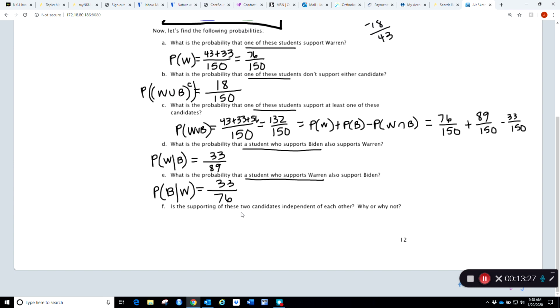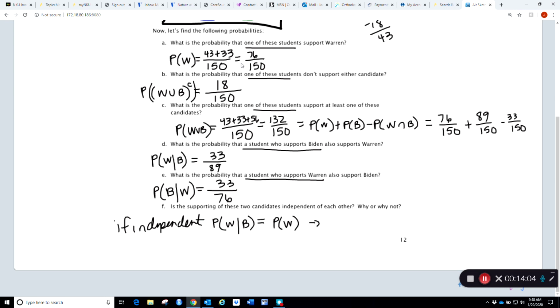So if they are independent, here is what we know. If they're independent, the probability of supporting Warren, given you also support Biden, should be equal to just the probability of supporting Warren. Now, why did I choose this rule? I've already done this calculation. I've already done this calculation. So I don't have to do any extra math. I already have these numbers.